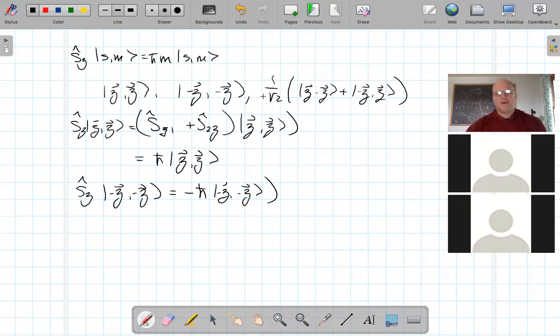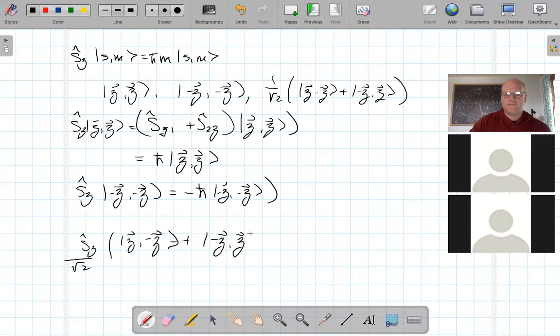And let's look at the last one. What's this one going to give me? If I do Sz acting on that state, 1 over the square root of 2 times z minus z plus minus z z, then this is going to give me h bar over 2 minus h bar over 2, so that's a zero. This one also gives me zero. So this is going to give me zero times that state. So let me just write this as zero. I don't feel like writing it again.